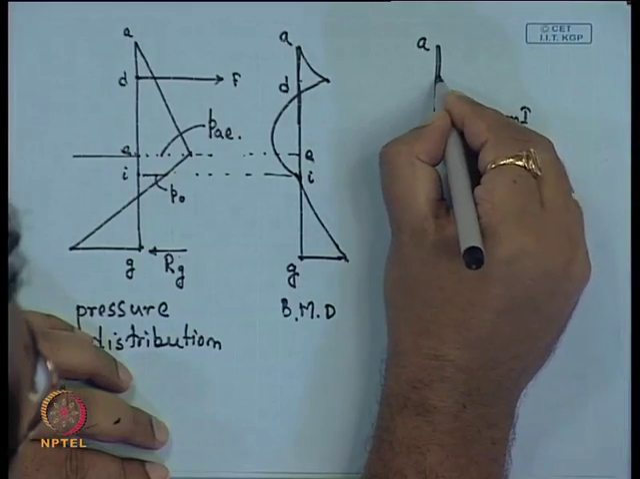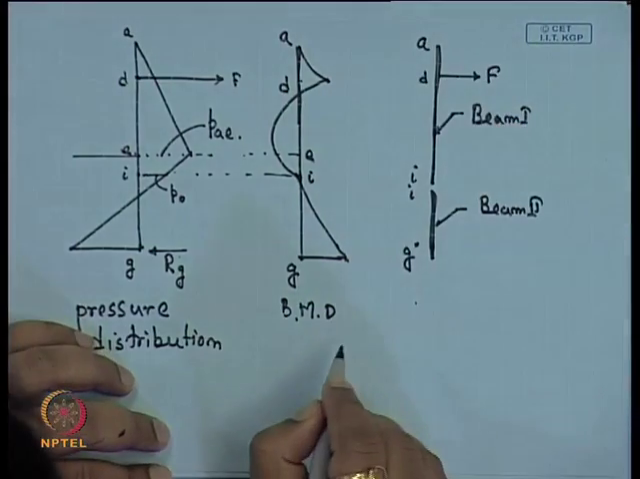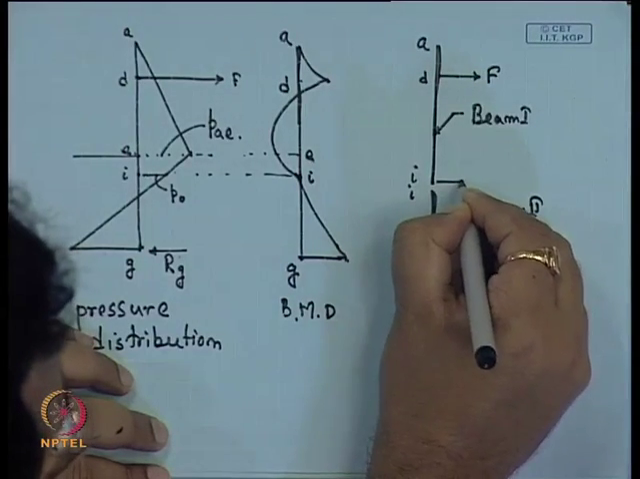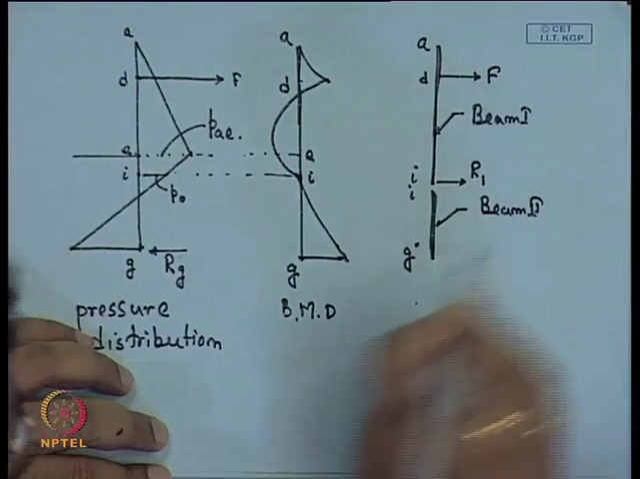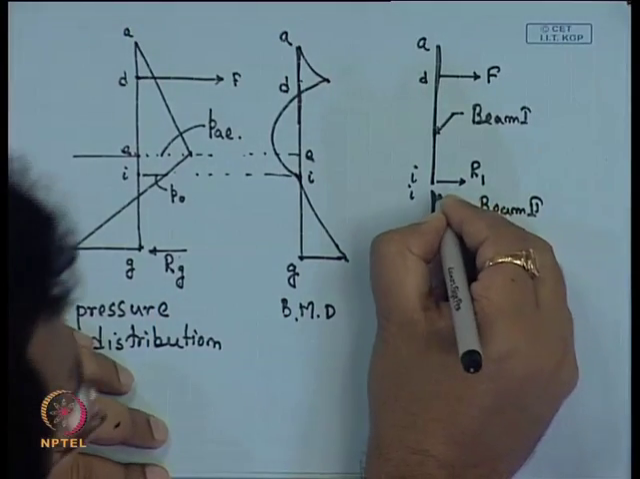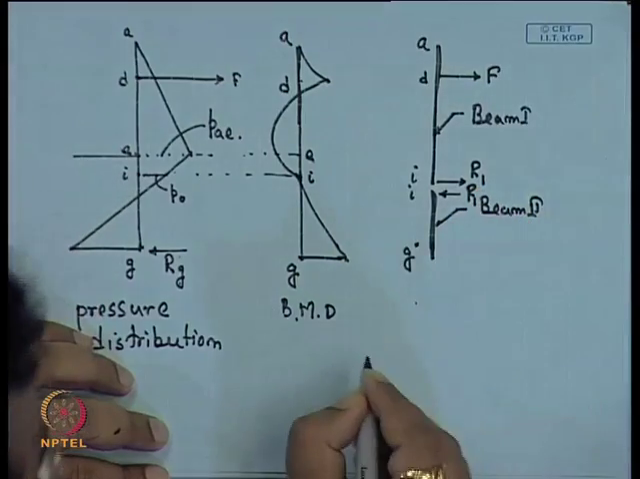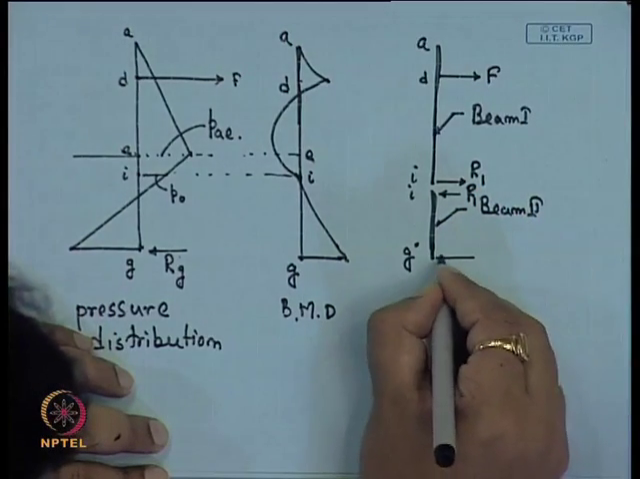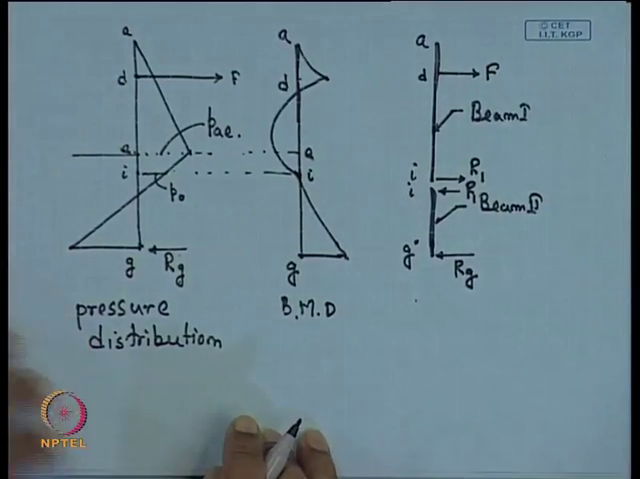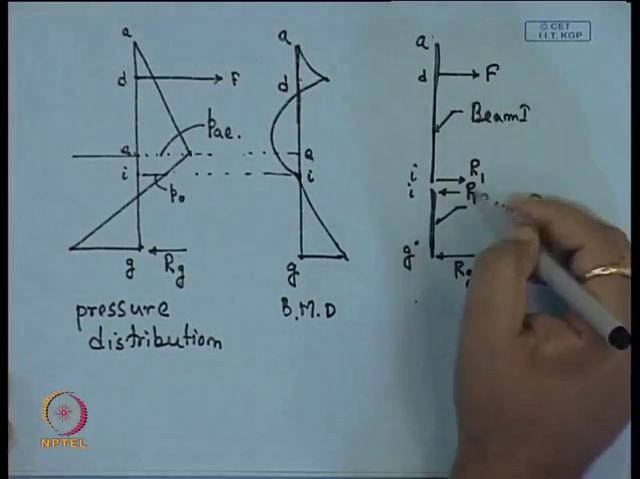So, that force F at D level will act as the anchor force, then this reaction R1 will act at the I level. In beam 2, the opposite reaction R1 will act at the I level, and this reaction RG will also act at G level. So, these are the forces.